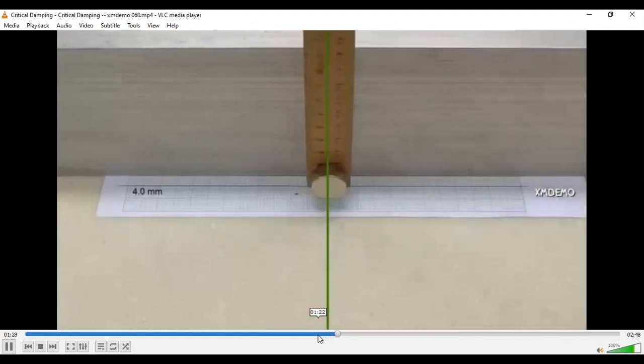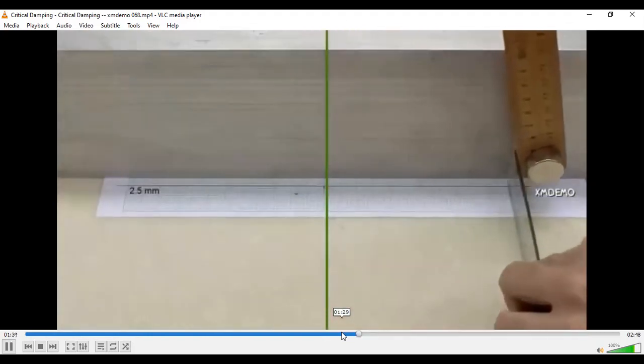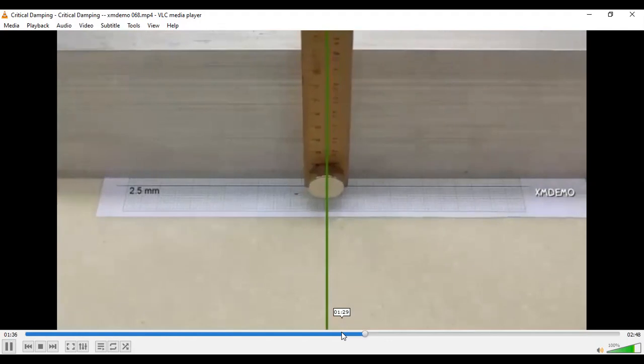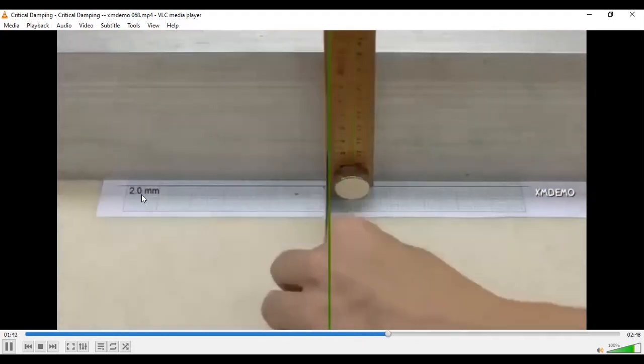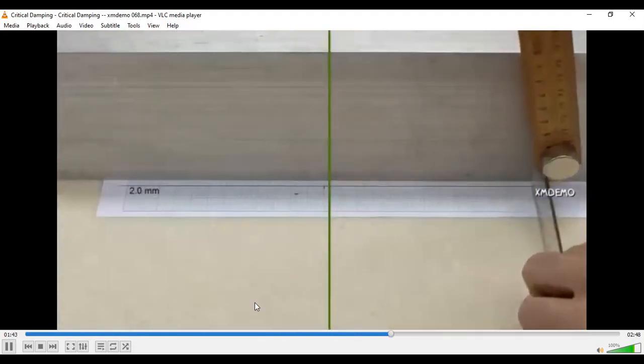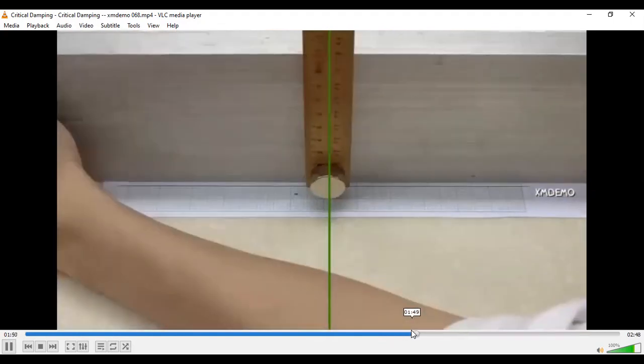1. You can hear only 2 times. Now you can see that the oscillations are damped. Now it is very, very close, say 2 millimeter. You can see only one vibration, and it stops. So this is how.